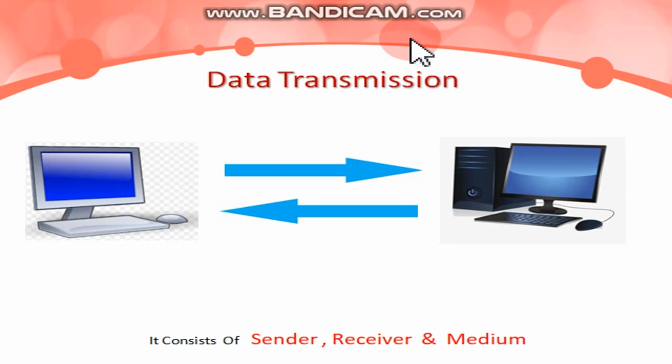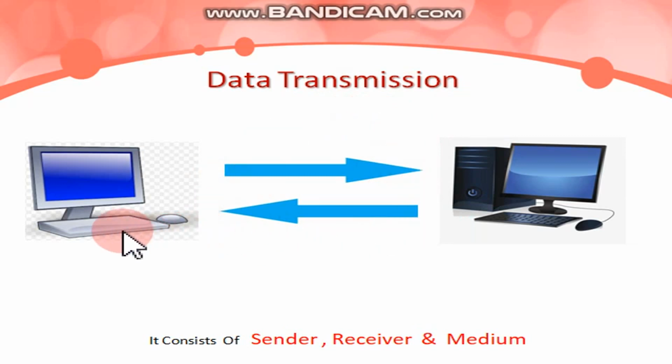Our next topic is data transmission modes. Before discussing the modes, I am defining here the term data transmission. Data transmission is the process of sending and receiving data from one place to another using a data transmission medium or a channel. This medium or channel can be wired or wireless. This process consists of a sender, a receiver, and this data transmission mode or medium.